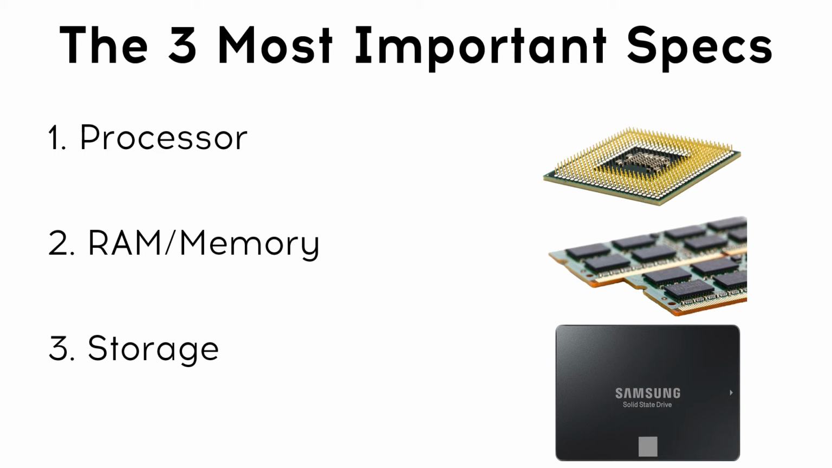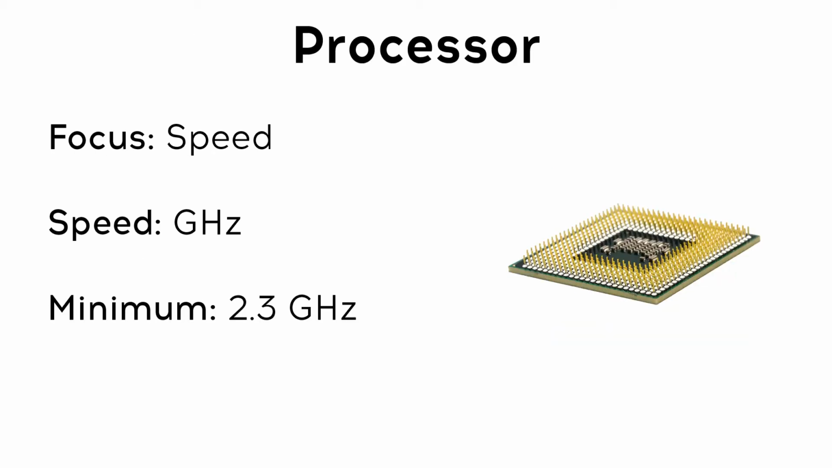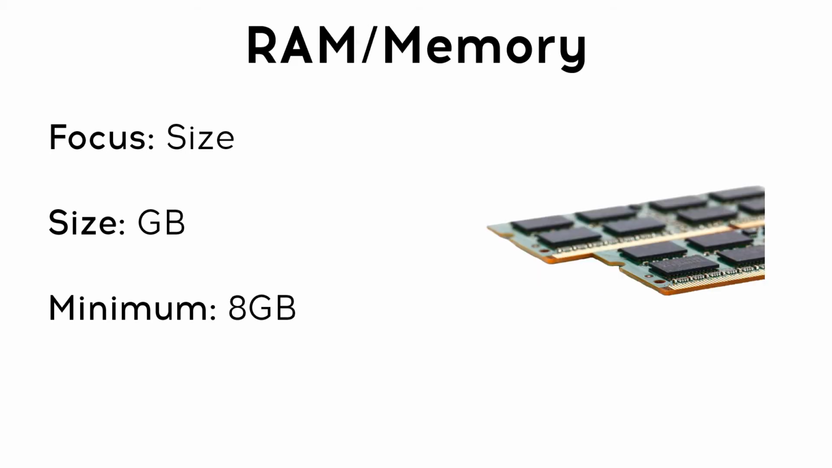For this video, we will focus on laptops that have Windows 10. Let's look at number one. Number one is processor. And for processor, we're going to look at the speed. The speed is what you need to focus on. The speed will be in gigahertz or GHz. The minimum gigahertz that it should be for a Windows 10 laptop and not have it slow on you is 2.3 gigahertz.